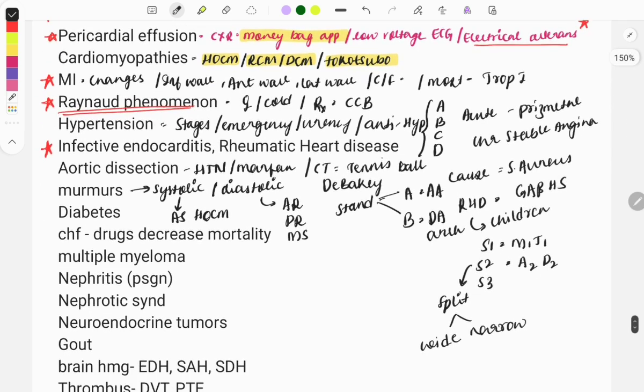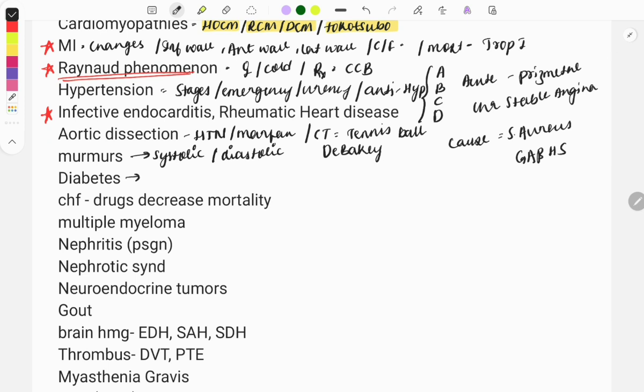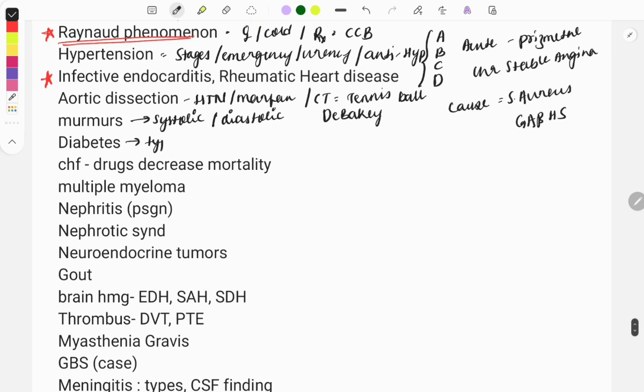Then moving on to the other topic, diabetes mellitus. From diabetes, questions are asked on the types, like we know there are 4 types of diabetes: type 1, then type 1.5, type 2, and type 3. Questions are also asked on complications. Like in type 1, we can see diabetic ketoacidosis, and in type 2, you can see hyperosmolar hyperglycemic state.